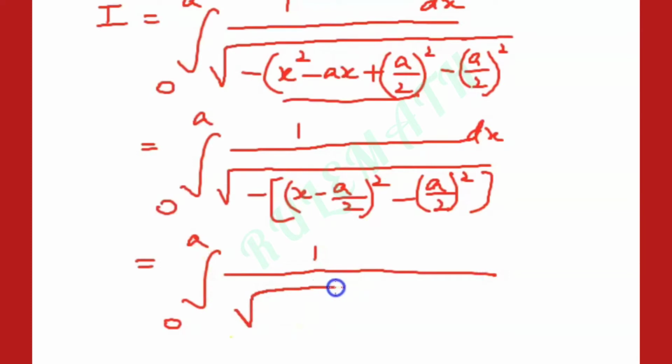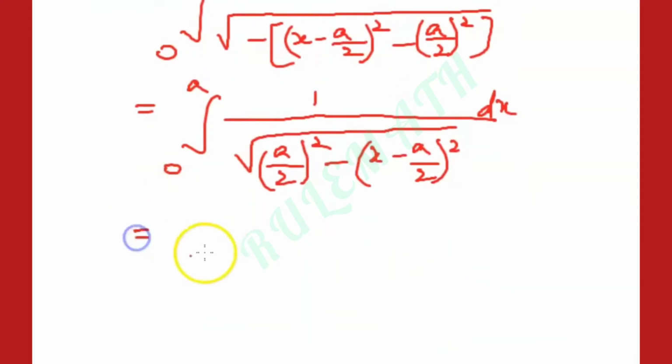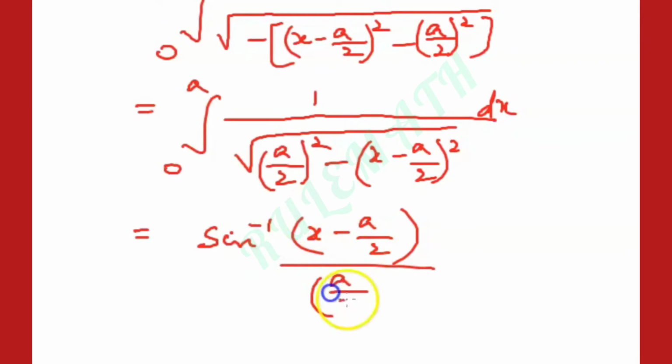Okay, so what will be the next step? It will be to multiply the negative sign with the terms. So I get root of a by 2 the whole square minus x minus a by 2 the whole square. Okay, so we are going to use sine inverse formula for this. So it will be sine inverse x minus a by 2 by a by 2. So be thorough with the formula, and then the limit is 0 to a. Okay, now on simplification we get sine inverse 2x minus a by a, limit 0 to a.